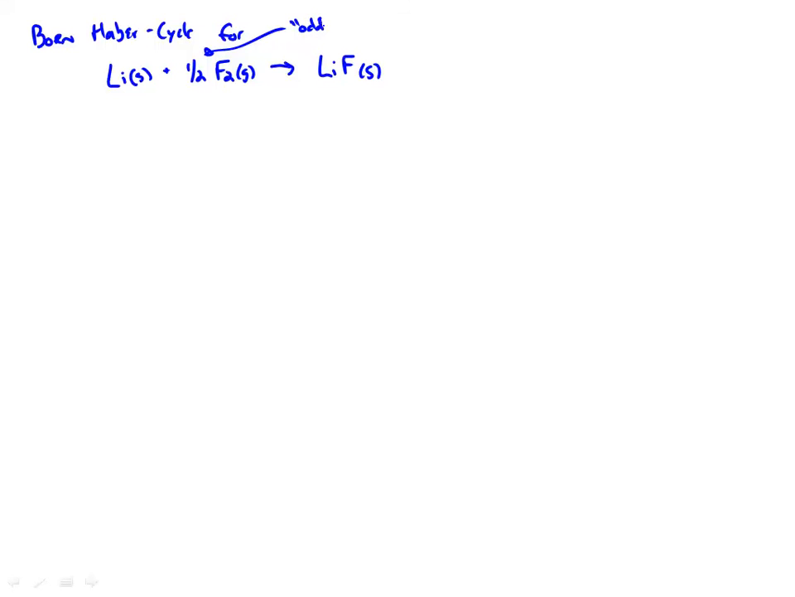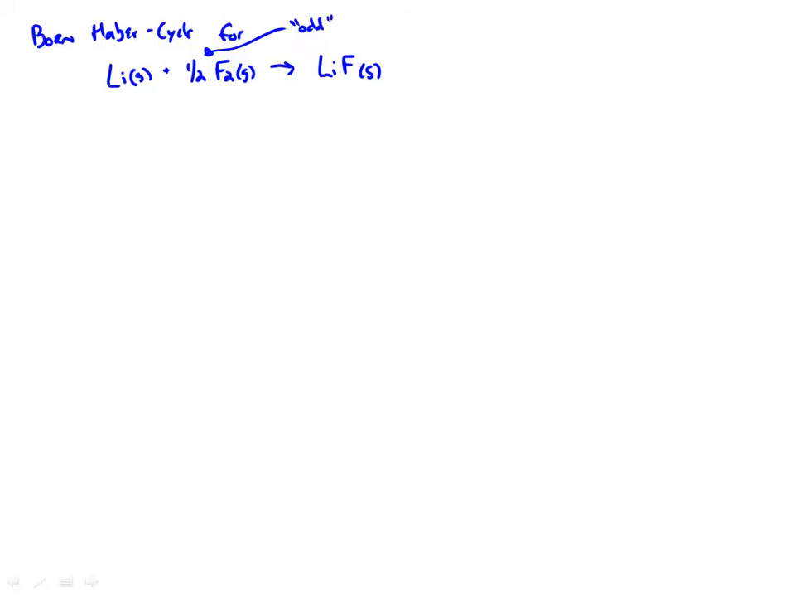We're going to draw a Born-Haber cycle for the reaction lithium solid plus 1/2 F2 gas goes to make lithium fluoride solid. Now notice that 1/2 there is a bit odd in that we said you can't have half an atom, right? But I can have half a diatomic molecule if I break it apart.